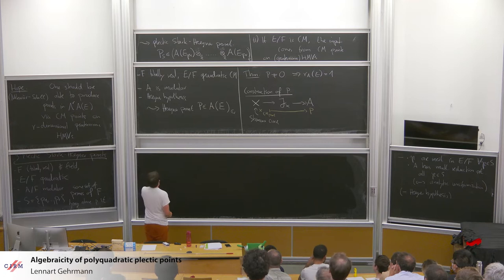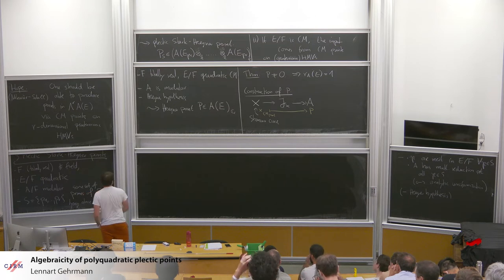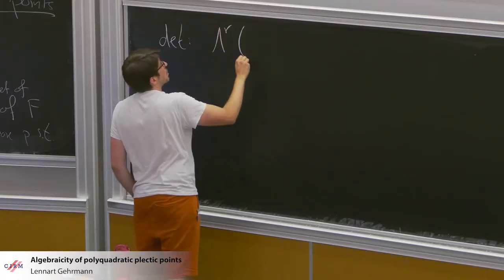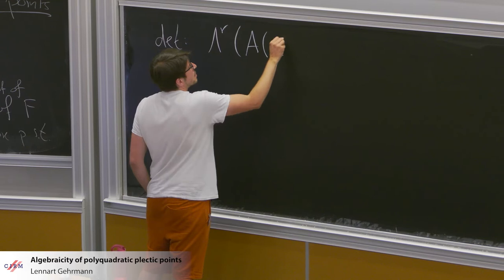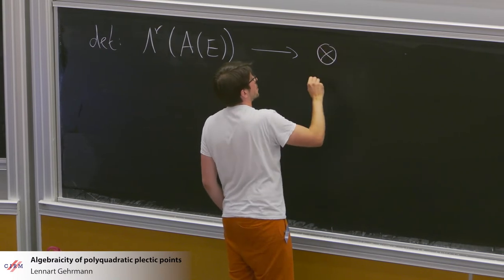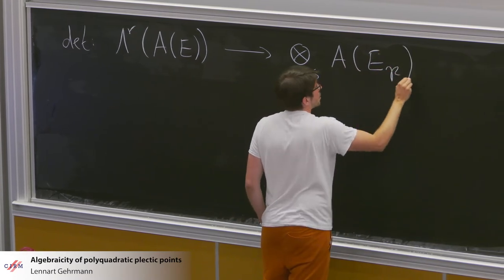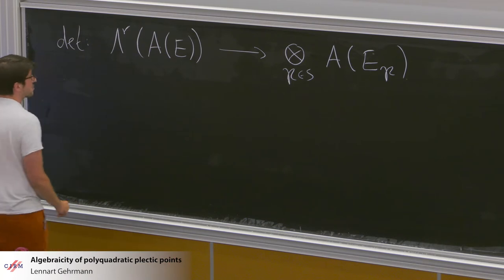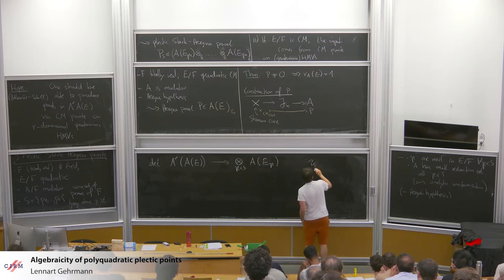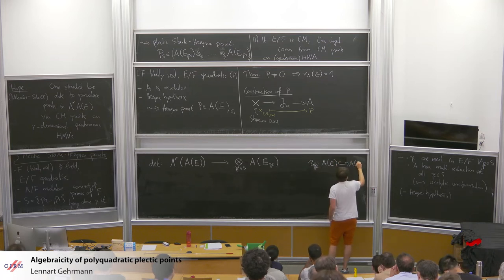Okay, so what about algebraicity? Well, I call this set R. So we have a determinant map from the R-th exterior power of A of E to this tensor product over p in S of A of E_p, by doing the following. For every p in S, we have this inclusion of A of E into A of E_p.